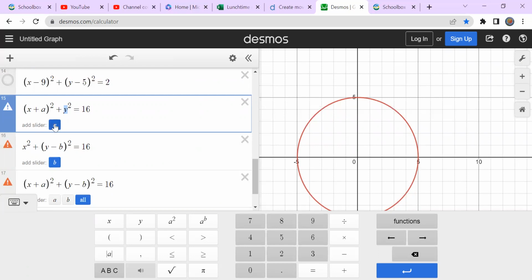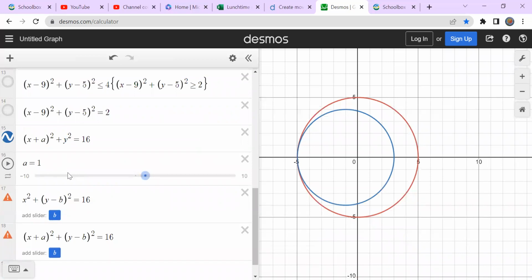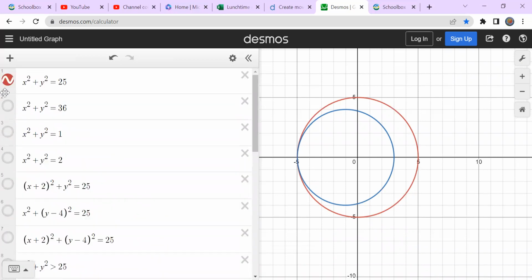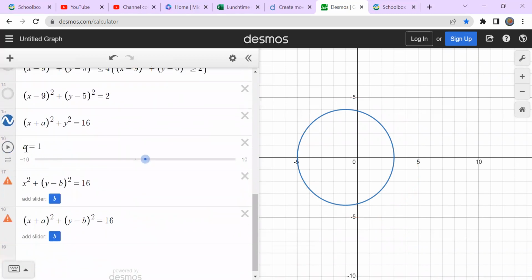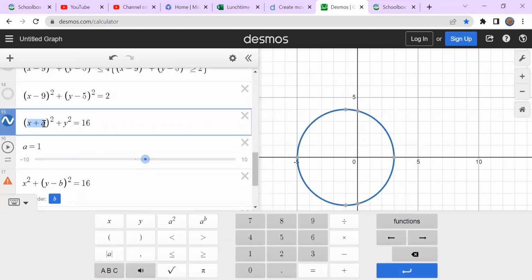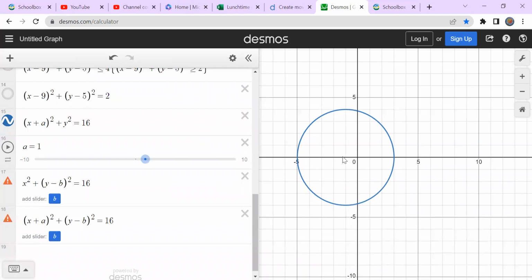So I can add a slider a. And they automatically put in minus 10 to 10. You can change that if you want to, but that's their automatic setting. If I press play now, I'm just going to get rid of my original one here. So it started up with a equals 1. So that's like x plus 1. That means I've moved 1 to the left, which is true because that would be the center here at 1, minus 1, and it still has a radius of 4.